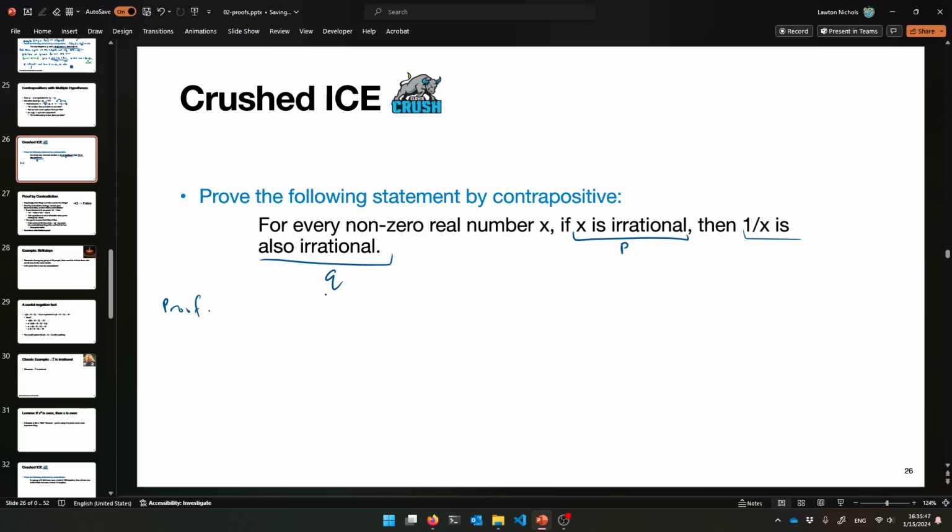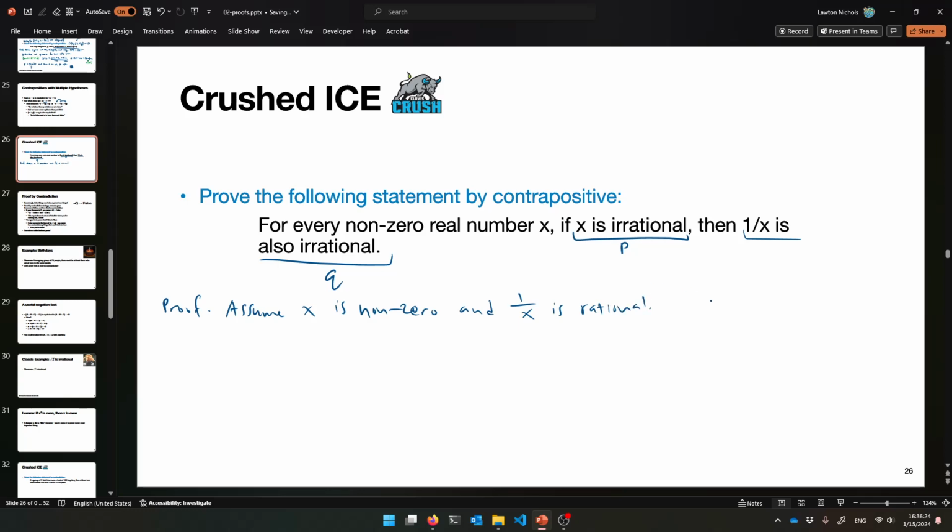So what is not Q? Assume that 1 over x is rational. We also know that x is non-zero, so we need that as well. So assume x is not equal to 0, and that 1 over x is rational, because that's not Q. I'm doing a direct proof by contrapositive. I computed the contrapositive, and now I'm doing the direct proof from it, assuming the hypothesis, assuming not Q: 1 over x is rational.